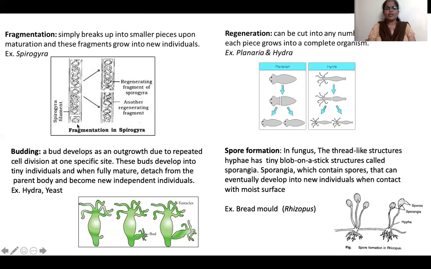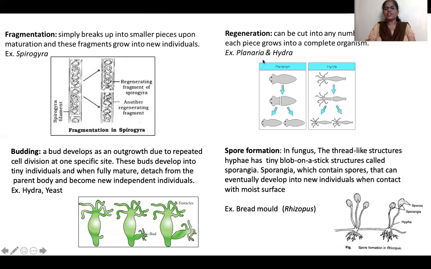It can break up into any number of pieces. Each fragment will become a new cell. This is called fragmentation. This is a fragment and this is a fragment. If it cuts here, again, it grows into a new individual.